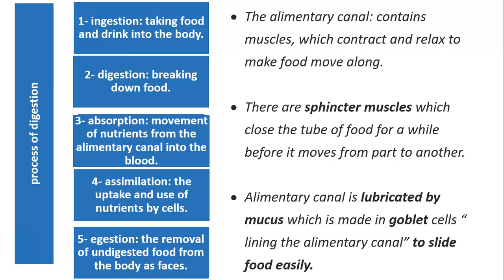And then assimilation. Assimilation is what happens after the nutrients are in the blood. They go to each cell. So assimilation is when the cell takes in those nutrients inside it to use them. And then egestion. Egestion is the removal of undigested food out of the body as feces.